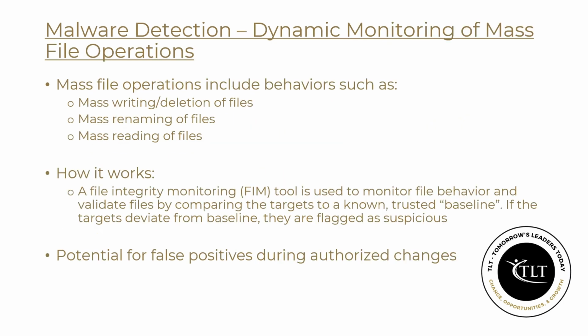Dynamic monitoring of mass file operations sounds exactly like what it is, monitoring the behavior of mass file operations. This is typically done using a file integrity monitoring tool which compares the target to a known, trusted baseline. If the target deviates from that baseline, it is flagged as suspicious. Because of this constant comparison, any authorized changes could raise a false positive.